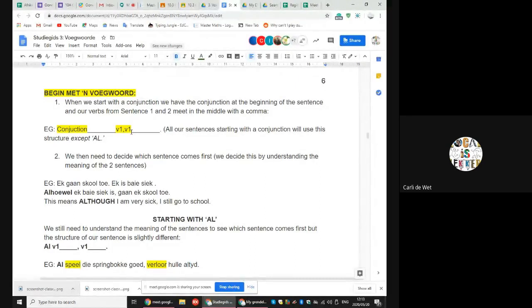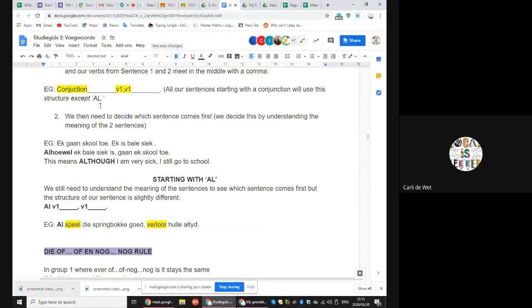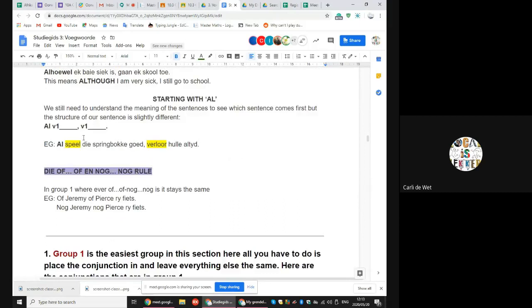Okay. So that's for all the conjunctions except for all, because all is in another group. All is in group 2. So all, we're going to say all, verb 1, sentence, comma, verb 1, sentence.